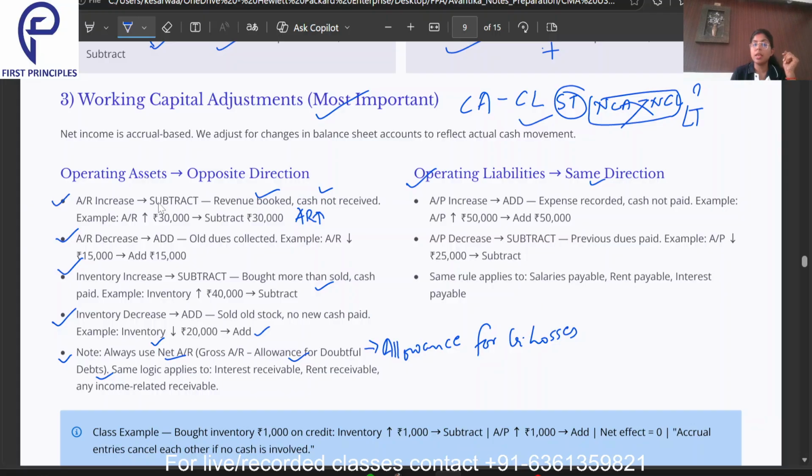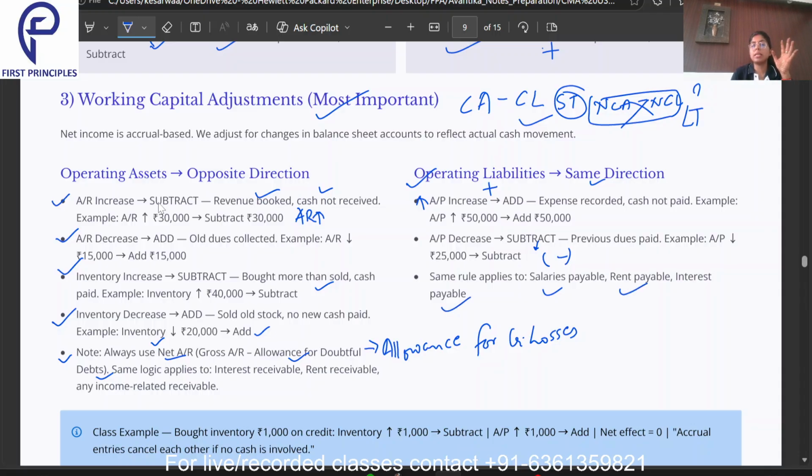What does that mean? If accounts payable is increasing, what are we going to do? We are going to add it. Okay, and if accounts payable is decreasing, we are going to subtract it. The same rule applies to salaries payable, rent payable, interest payable.